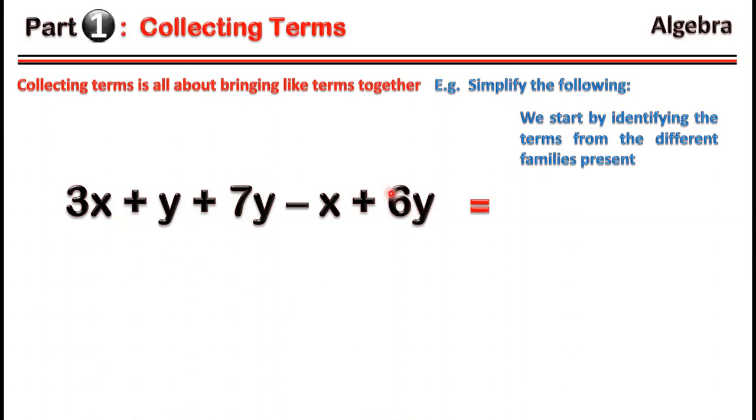So here we start with the x. We are going to have 3x minus x, which is like 3x minus 1x. That gives us 2x. And y plus 7y is 8y, plus 6y. We have 14y's. So y plus 7y is 8y, plus 6y is 14y.